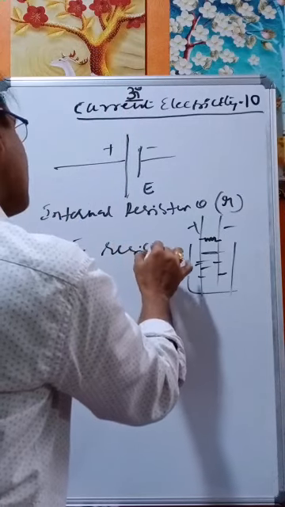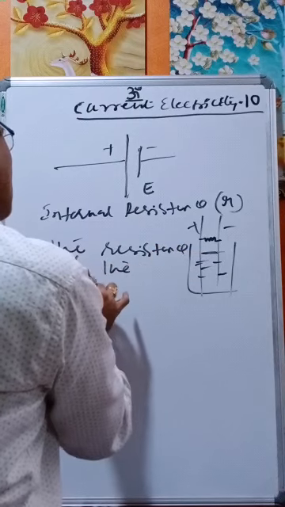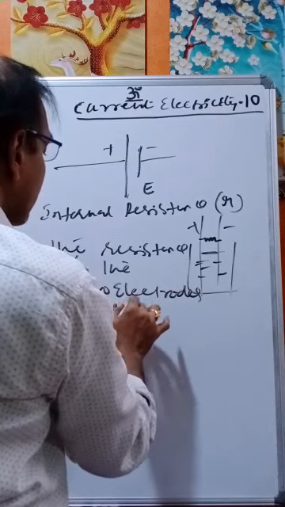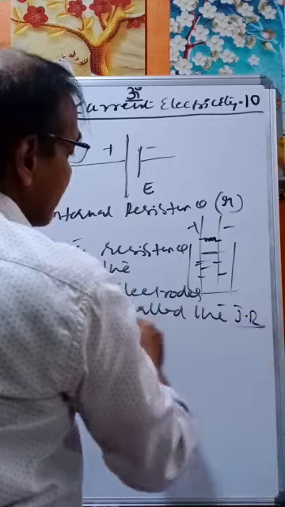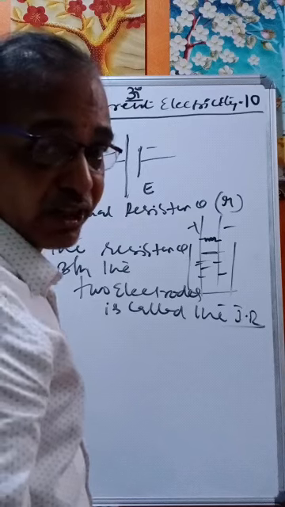The resistance between the two electrodes is called the internal resistance. It depends on the area, the distance between the plates, and the strength of the electrolyte.